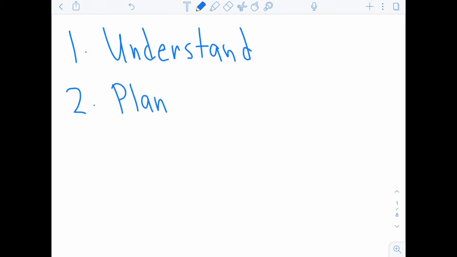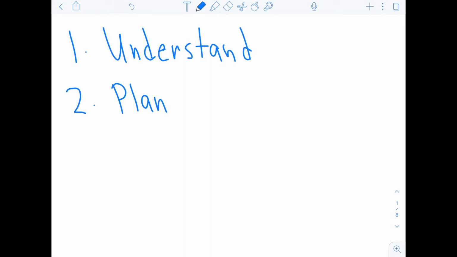Once you did that, you're going to want to plan the solution, or make a plan. So there are many problem-solving strategies out there. You can draw a diagram, you could write an equation, you can break the problem into little parts, or you could sketch a number line. So those are a couple of the common problem-solving strategies.